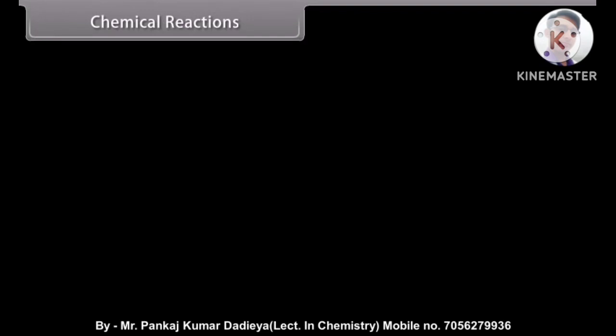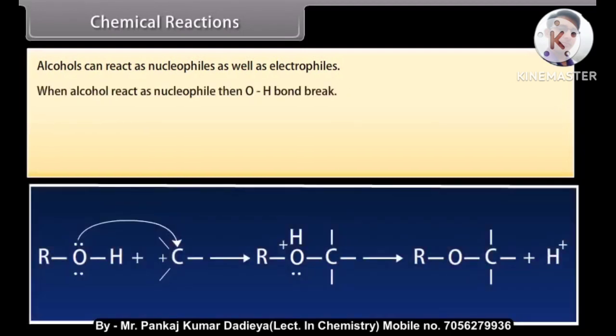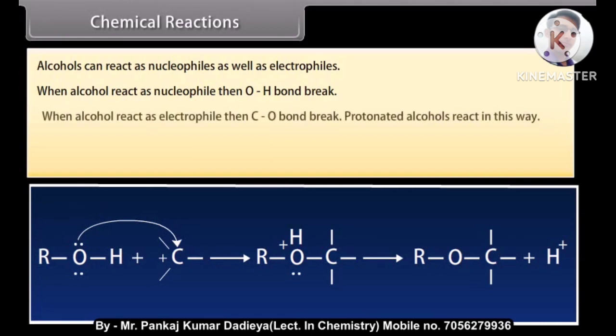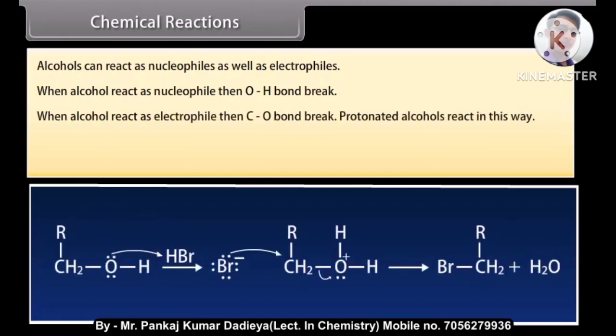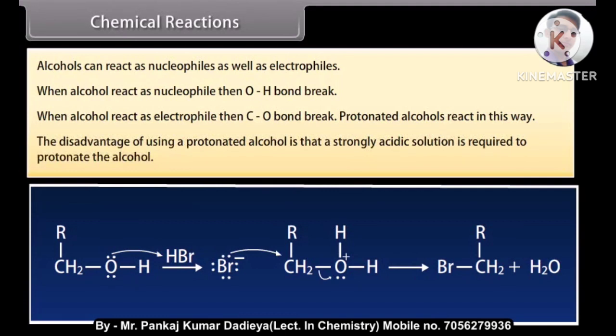Chemical reactions. Alcohols can react as nucleophiles as well as electrophiles. When alcohol reacts as nucleophile, then OH bond breaks. When alcohol reacts as electrophile, then CO bond breaks. Protonated alcohols react in this way. The disadvantage of using a protonated alcohol is that a strongly acidic solution is required to protonate the alcohol.